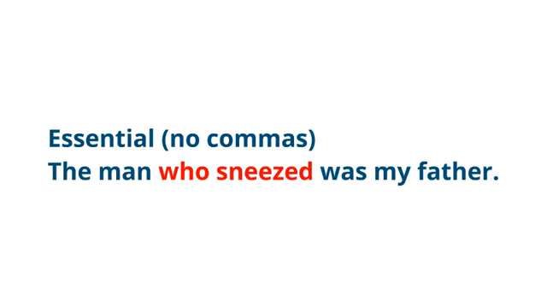Now the rules with these adjective clauses: if that adjective clause is necessary for you to know who or what I'm talking about, if it's the first kind of specific information, we're not going to use any commas. So for example, in this sentence, the man who sneezed was my father. Who sneezed is an adjective clause for the man. I don't know which man we're talking about until I say who sneezed, so it's essential, no commas.